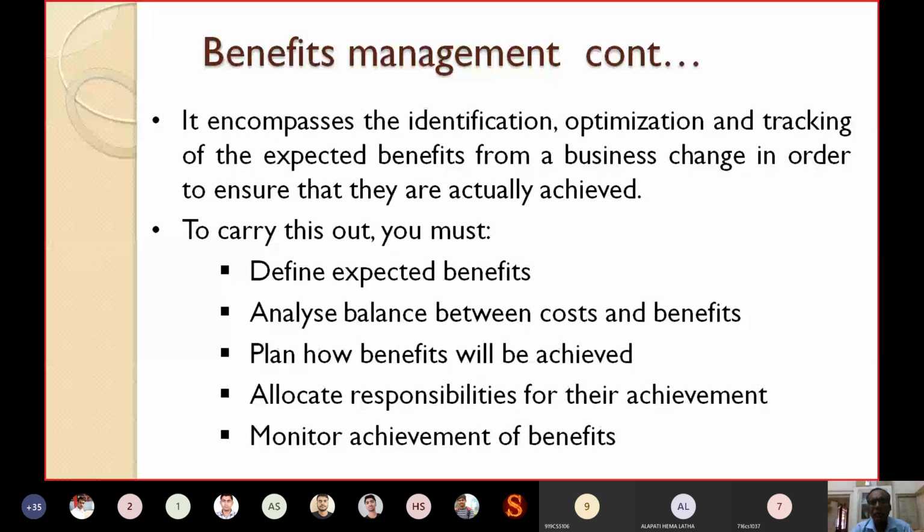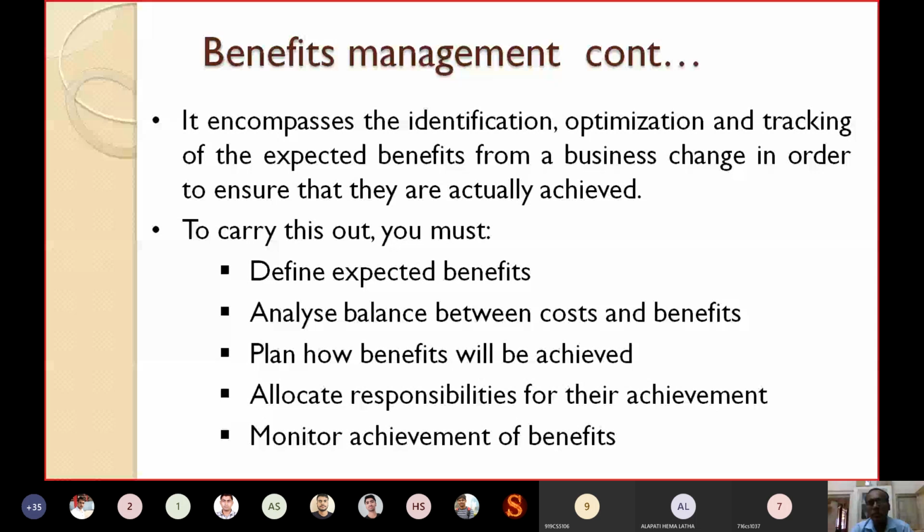Allocate responsibilities for their achievement. Just planning is not sufficient. You have to earmark who is responsible for which achievement. Assign different persons to these different benefits. So plan how benefits will be achieved, then allocate responsibility for their achievement. Every person should be given some responsibility for their achievement.